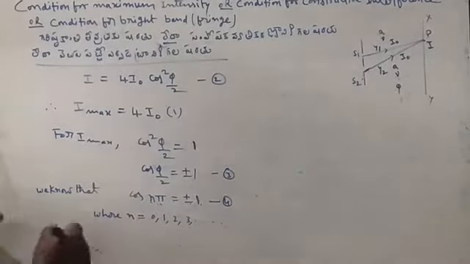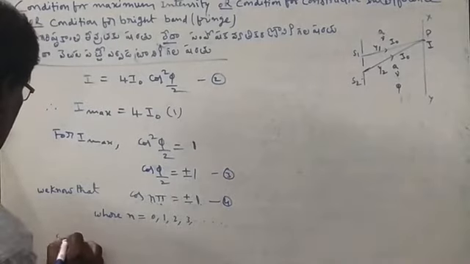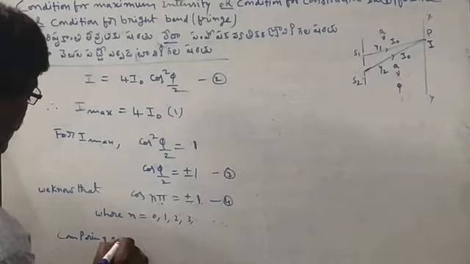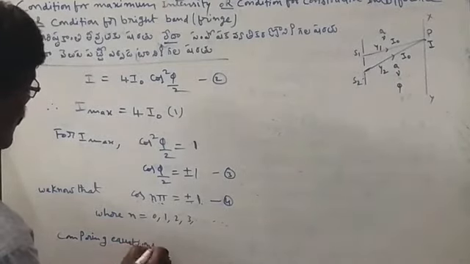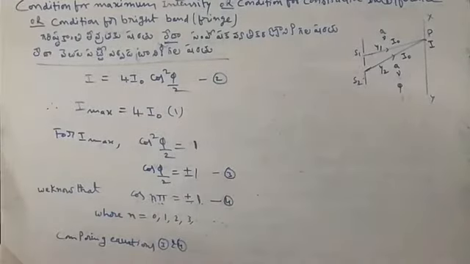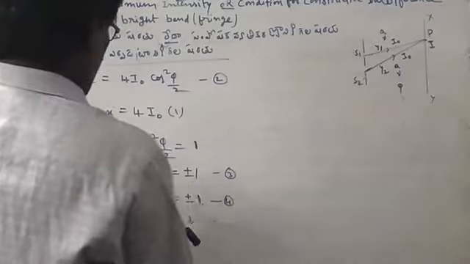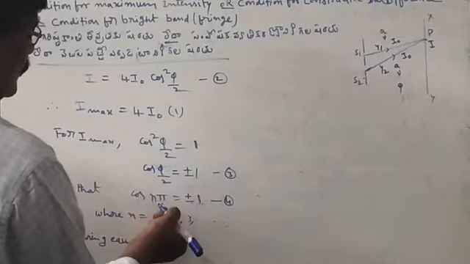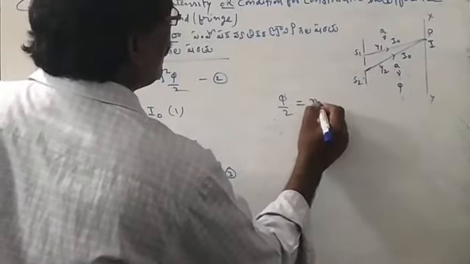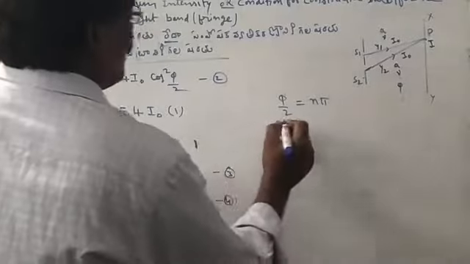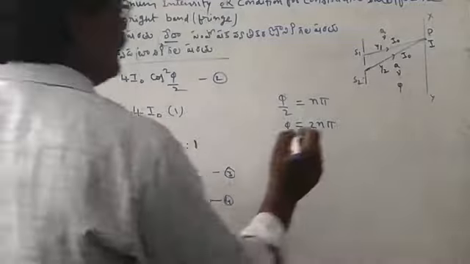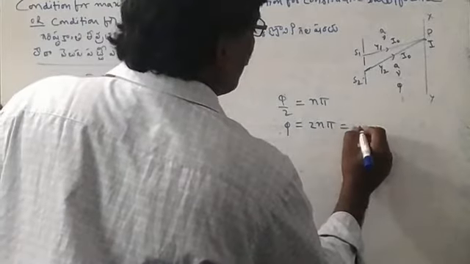Comparing equations 3 and 4, phi by 2 is equal to n pi. Phi is equal to 2n pi. That means an even multiple of pi.